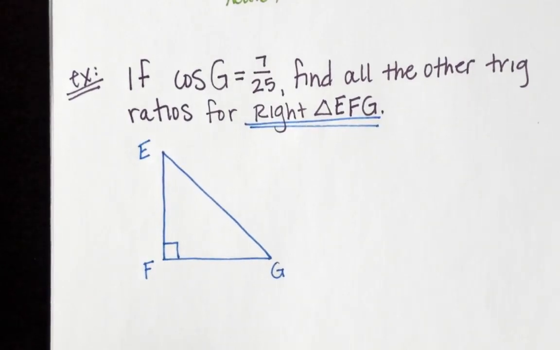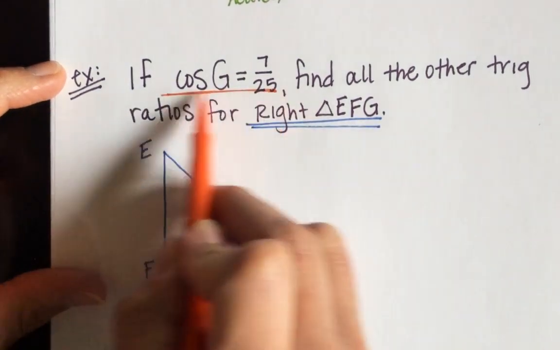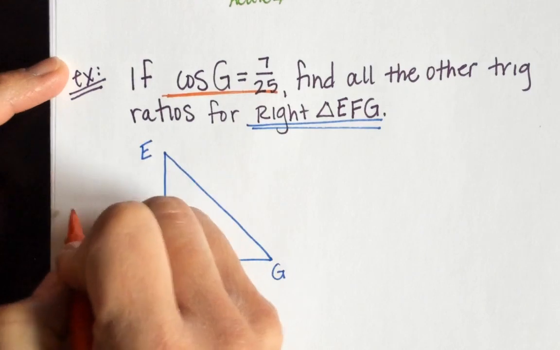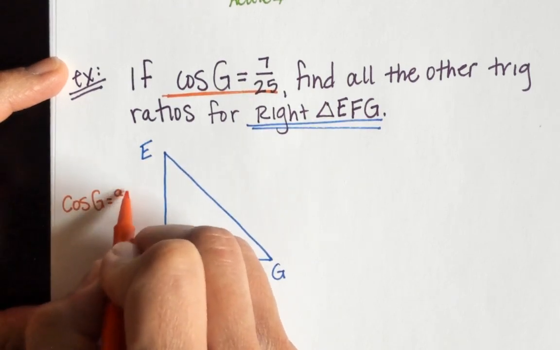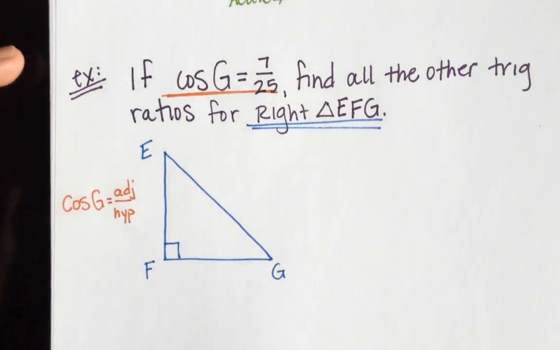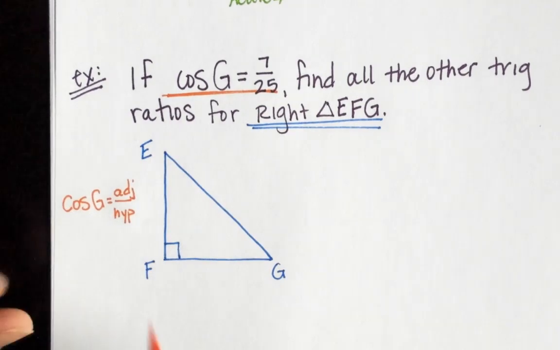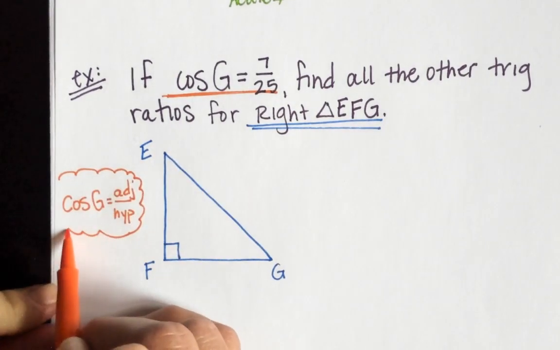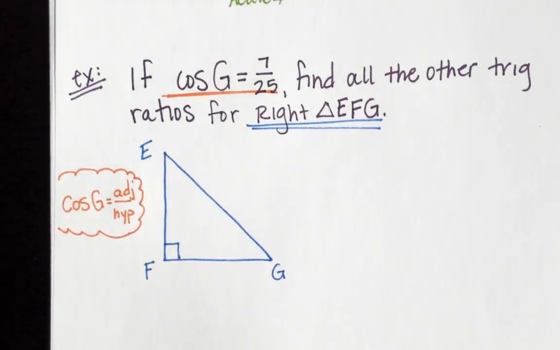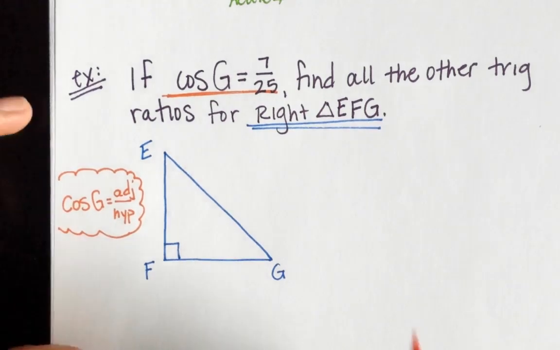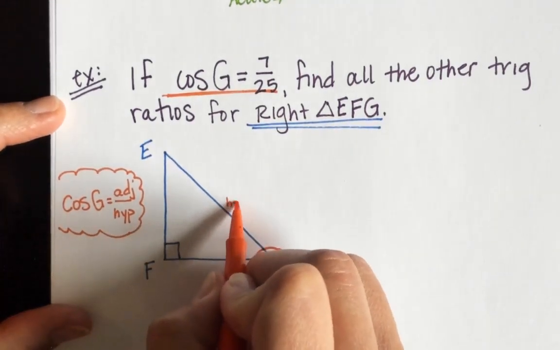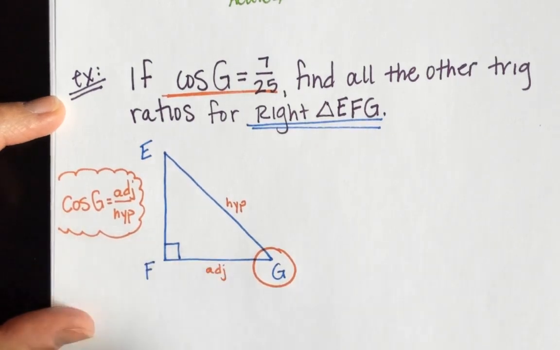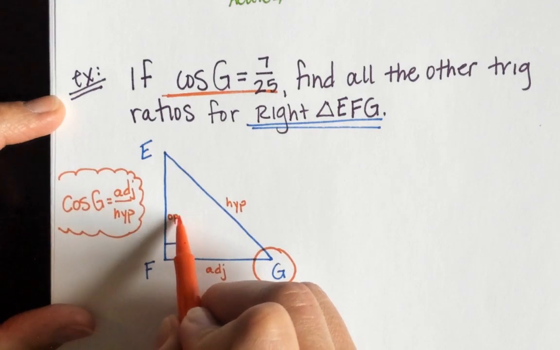The second thing I need to take care of is this guy. I have to remember that cosine of our angle is supposed to be adjacent over hypotenuse, so I need to make sure that adjacent over hypotenuse gets labeled correctly. So I'm going to come to angle G and label the hypotenuse and my adjacent side, which does mean over here is my opposite side.